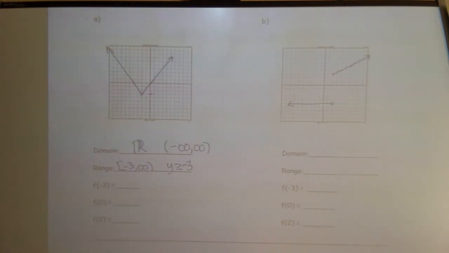Where's the y in the x spot? This is not an ordered pair. This is interval notation. And since I'm telling you it's range, I know that it's the y values.